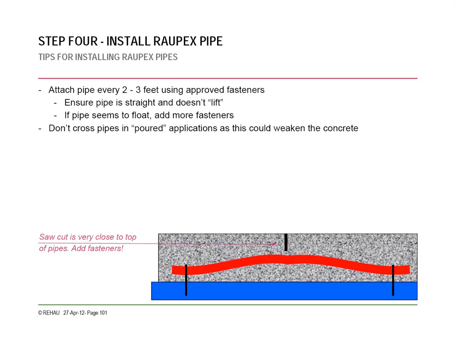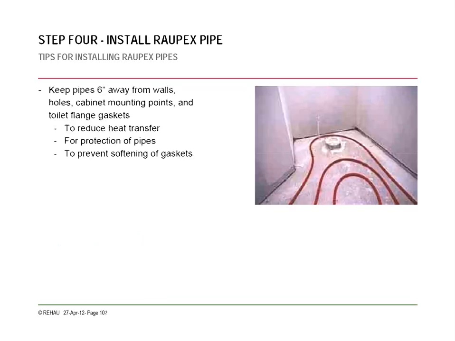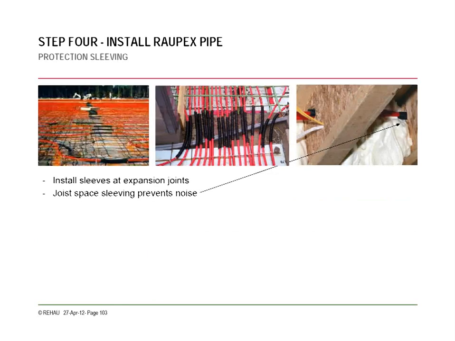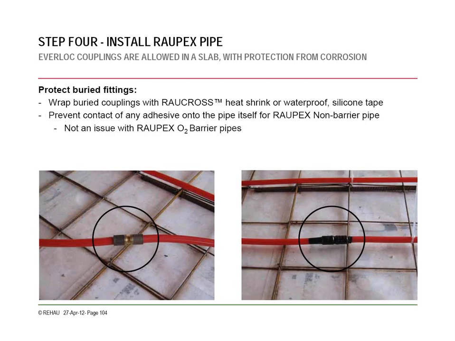Make sure to avoid any weak areas or any areas where you're going to be doing cuts in the concrete, or any control joints, where you use the sleeves that we talked about. Again, avoid walls, cabinet mounting points, toilet flanges. As I just mentioned, install protective sleeving for any exposed areas.